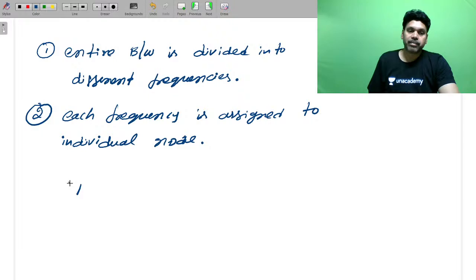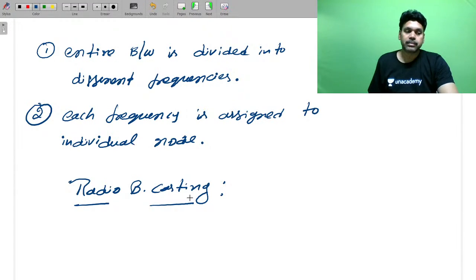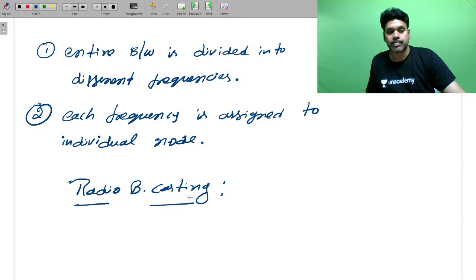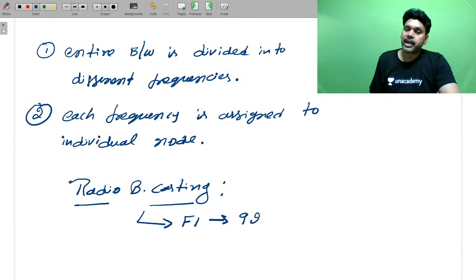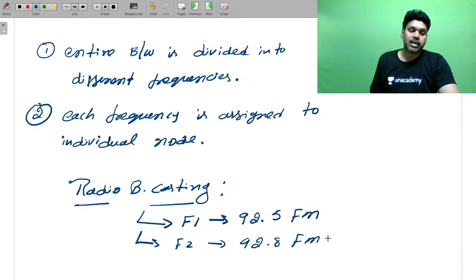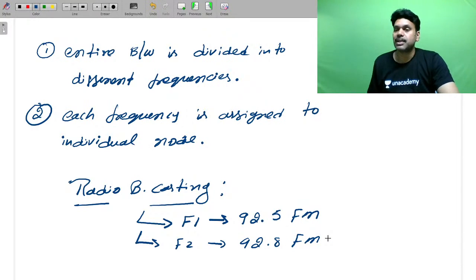If I am taking radio broadcasting, we have different frequencies: 92.5 FM and 92.8 FM. So many kinds of FMs are available. What is the meaning of that?